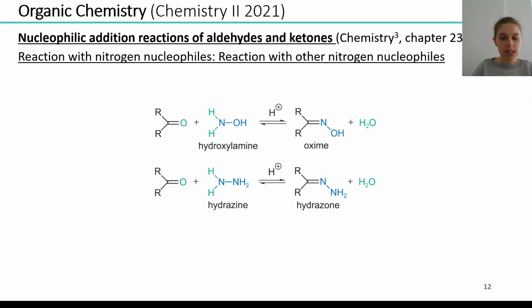Besides amines, aldehydes and ketones react also with other nitrogen nucleophiles. And this is depicted on this slide. For example, the reaction of a ketone or aldehyde with hydroxylamine, again with an acid catalyst, yields an oxime and water. Conversely, the reaction of an aldehyde or ketone with hydrazine, also with an acid catalyst, yields a hydrazone and water.